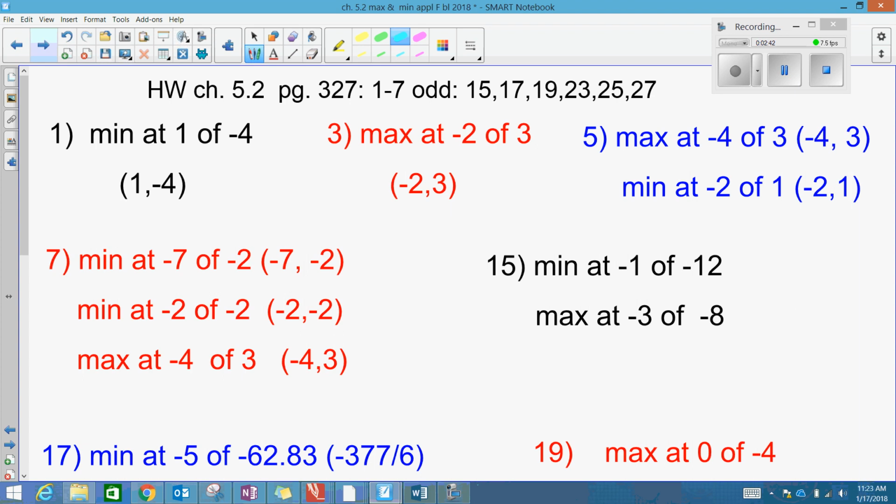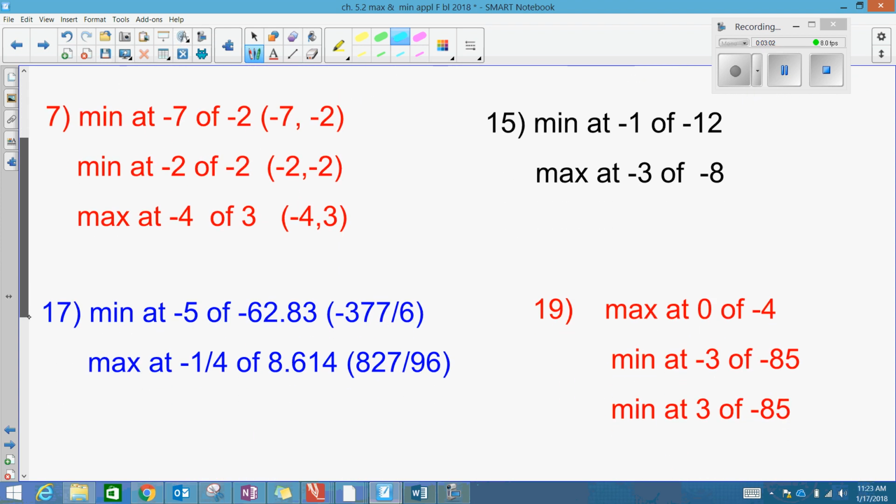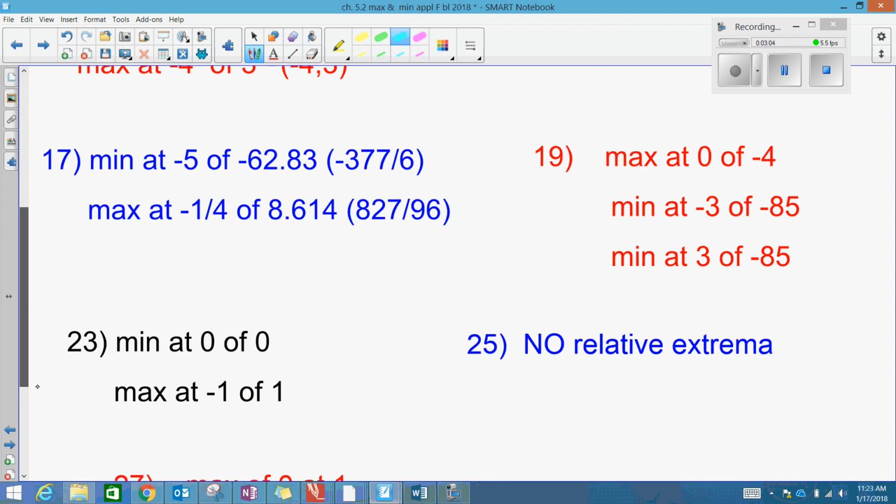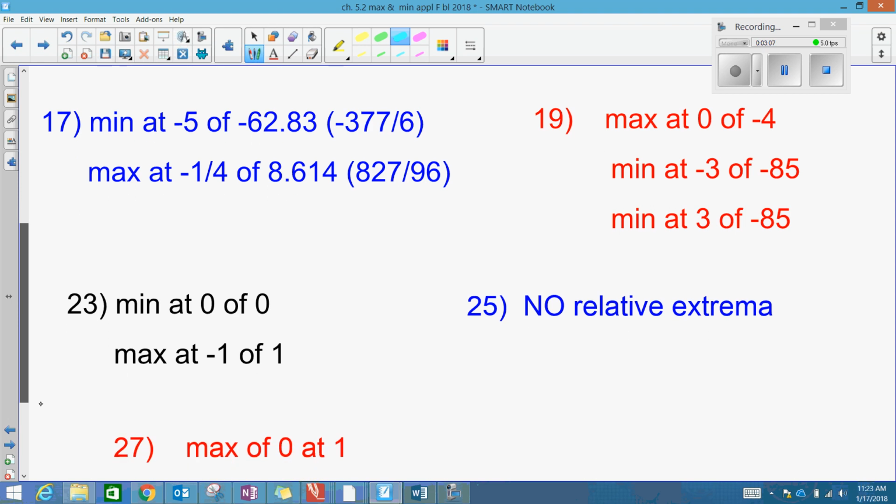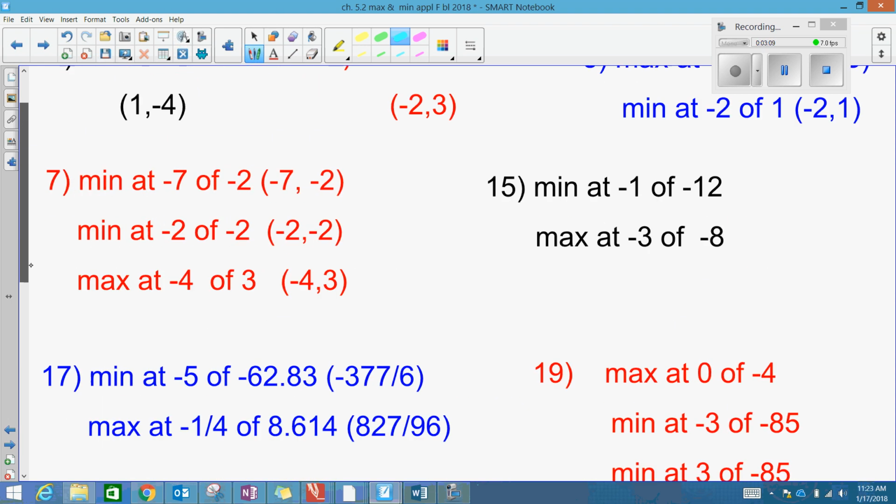So this is the homework. I will check it again or just verify that you did it next class, but this was the homework that was due today. So 1 through 7 was just looking at graphs and determining relative mins and maxes based on a sketch of the graph from the homework. So here's those answers. 15, 17, 19, 23, and 25, we're actually looking at equations and coming up with the mins and maxes.